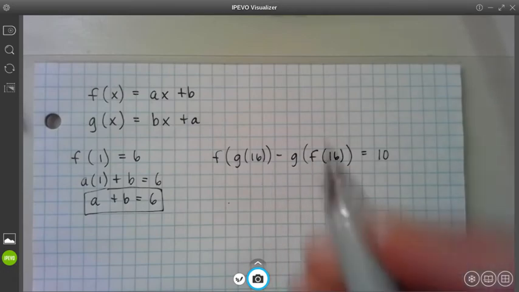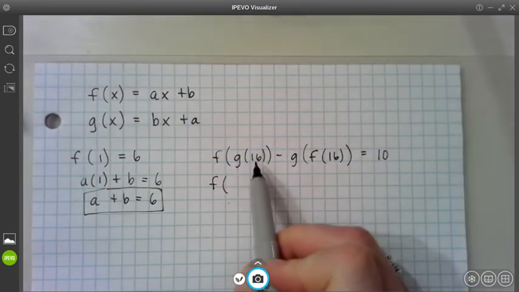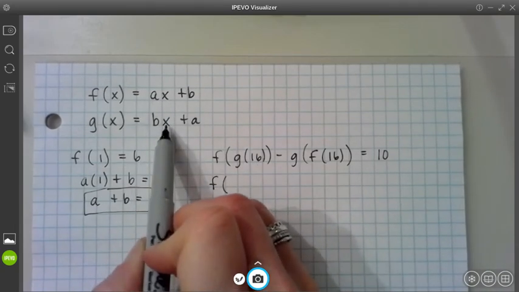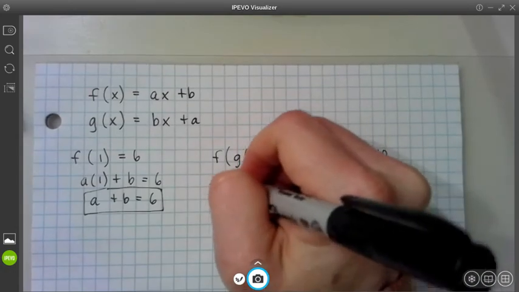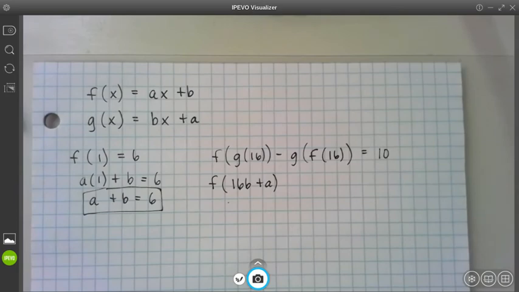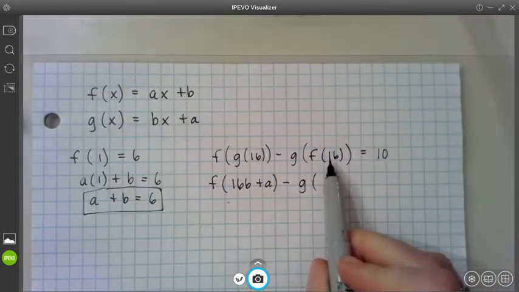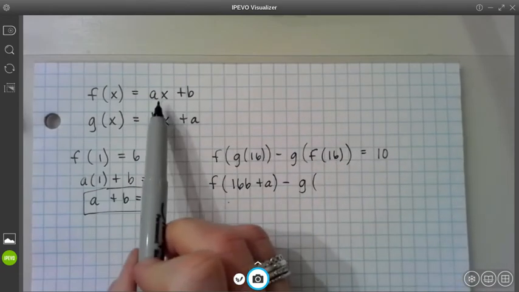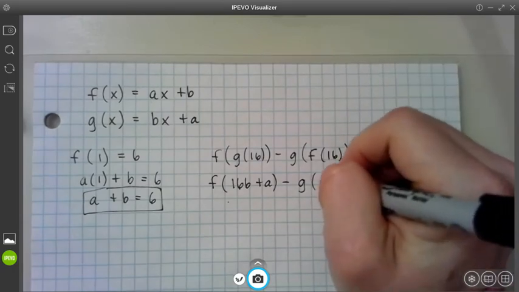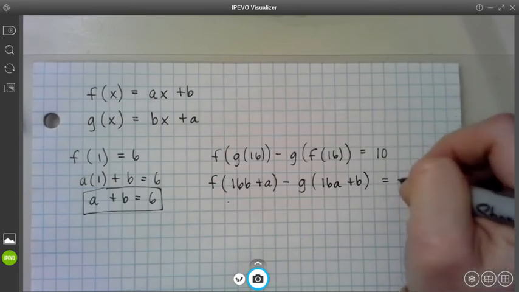Let's find these compositions. So this is going to be f of g of 16. G of 16 means plug 16 into g. So if I plug 16 into g, that's going to be 16 times b, which is 16b, and then plus a. All right, that's g of 16 minus g of f of 16. F of 16 means plug 16 into f. So if I plug 16 into f, that's going to be a times 16, which is 16a, and then there's still the plus b. And then this still equals 10.